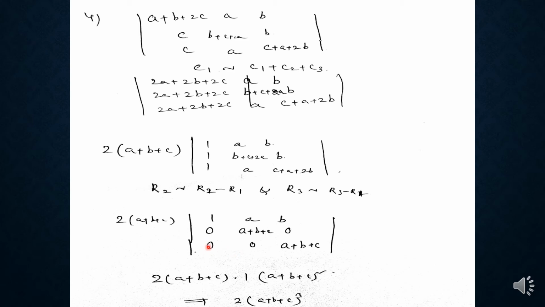So by taking the first element with its cofactor is enough to expand the determinant when two elements become 0. So that is 2 into a plus b plus c into 1 into a plus b plus c whole square, that is equal to 2 into a plus b plus c whole cube.